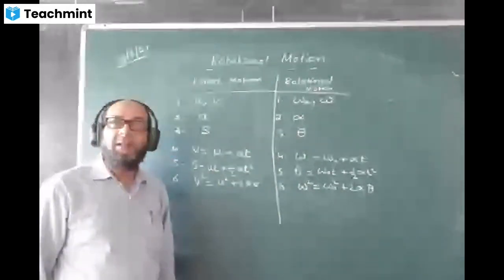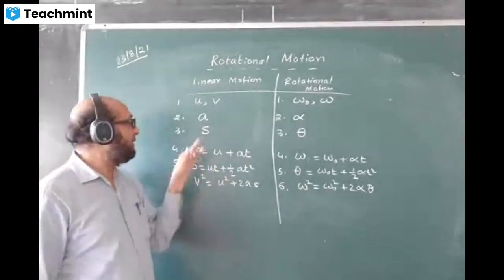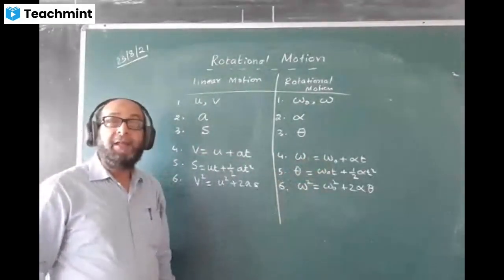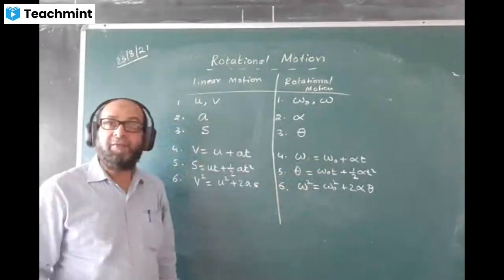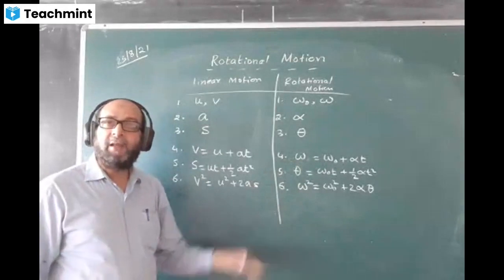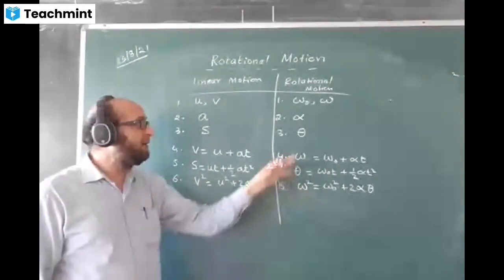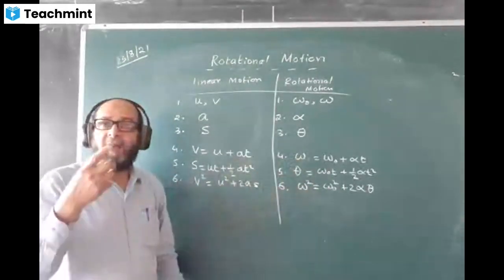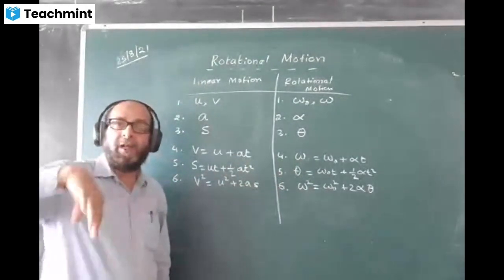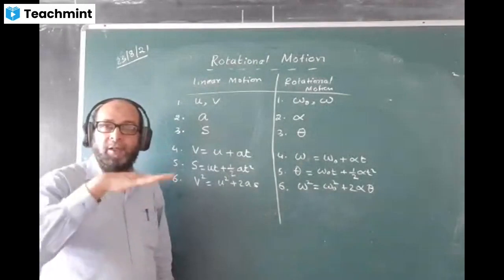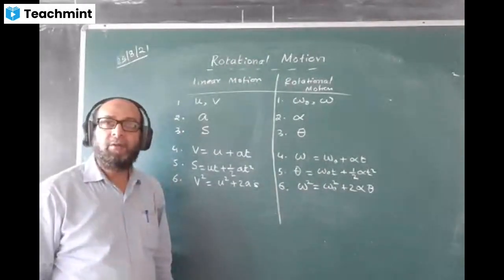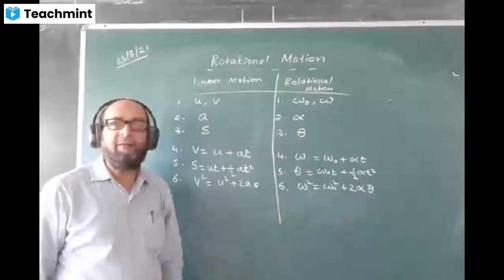Suppose anything starts from rest, u is 0, but here omega naught will be 0. Anything coming to rest will have v 0, here omega will be 0. Same logic. Here also there will be retardation, angular retardation. That alpha value will come negative. When the body is stopping, when the brake is applied and the rotation stops, alpha will be negative.